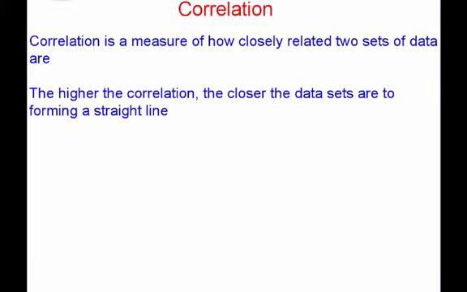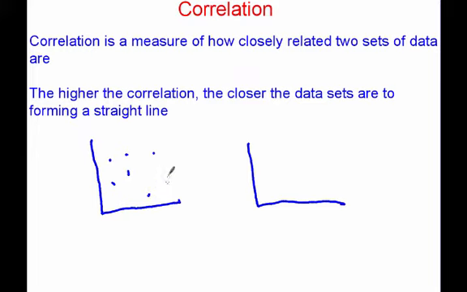Now, when we're talking about scatter plots, we have this word called correlation that we have to think about. And all correlation is, it's a measure of how closely related two sets of data are. The higher the correlation, the closer the data sets are to forming a straight line. So, for example, I'm going to show you two different scatter plots here. Here's one, and here is the other.